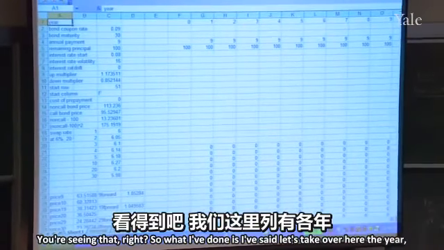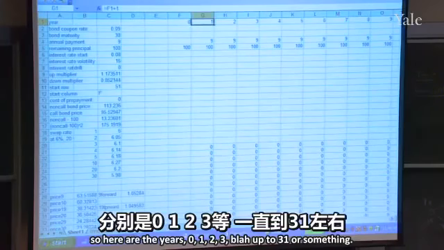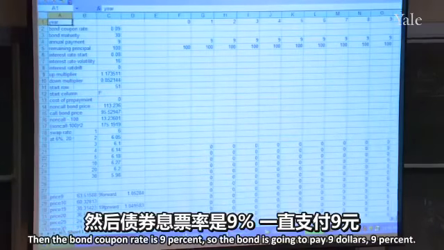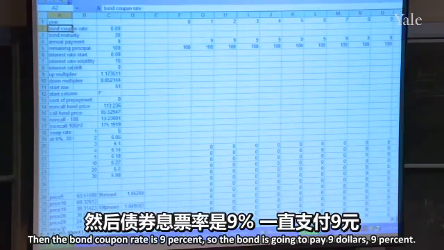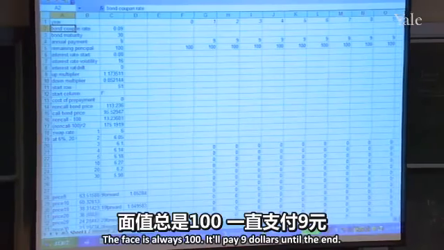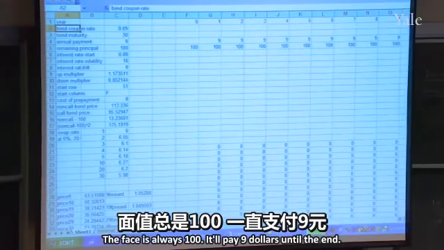Okay, so what I've done is I've said, let's take over here the year. So here are the years, 0, 1, 2, 3, blah, up to 31 or something. Then the bond coupon rate is 9%. So the bond is going to pay $9. 9% of the face is always 100. It'll pay $9 till the end.